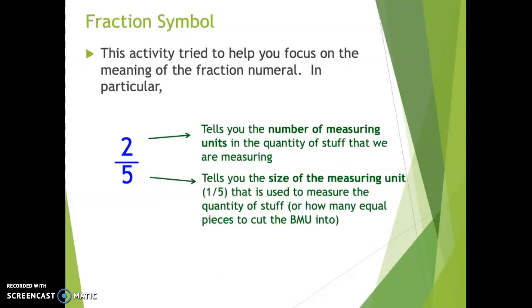This activity tried to help us focus on measuring of the fraction numeral. So again, we're going to do a reminder here. The numerator is the number of measuring units in the quantity of stuff. 2, numerator. Denominator, down low, is the size of the measuring unit. Right?